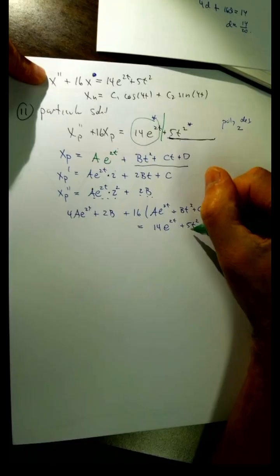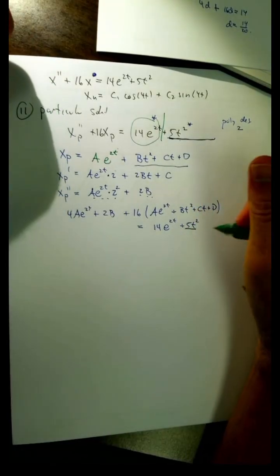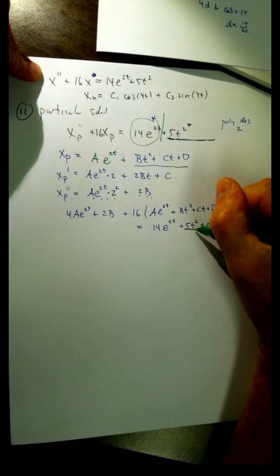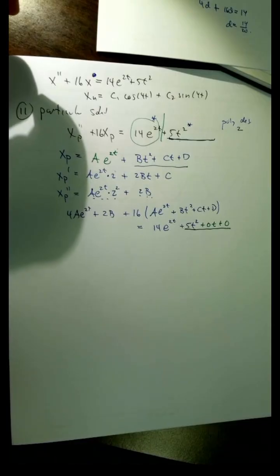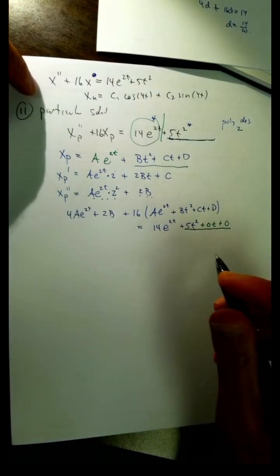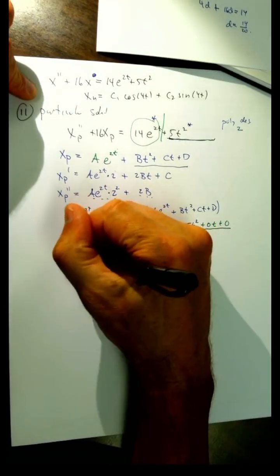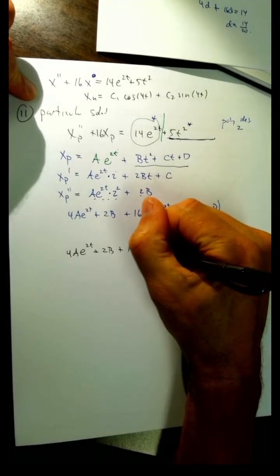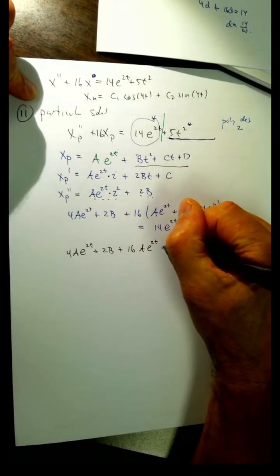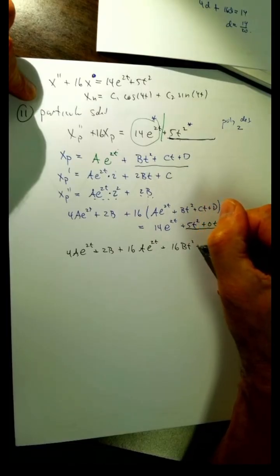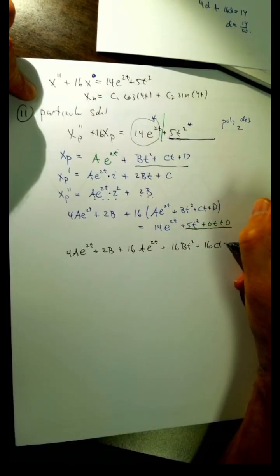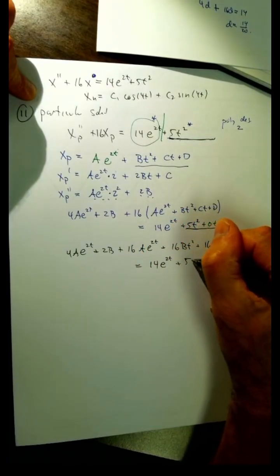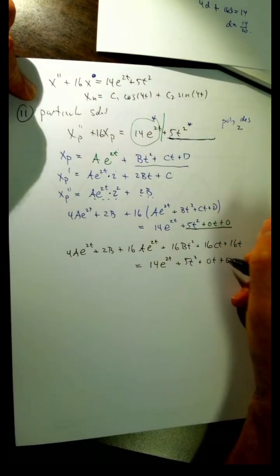And I should note, if this is a general polynomial of degree 2, I can think of this as 5t squared plus 0t plus 0. That is my polynomial of degree 2 that I'm working with. So let's do the algebra, expand all that out. So I get 4a e to the 2t plus 2b. Multiplying through by the 16, I get 16a e to the 2t plus 16b t squared plus 16ct plus 16d. And that has to be 14 e to the 2t plus 5t squared plus 0t plus 0.